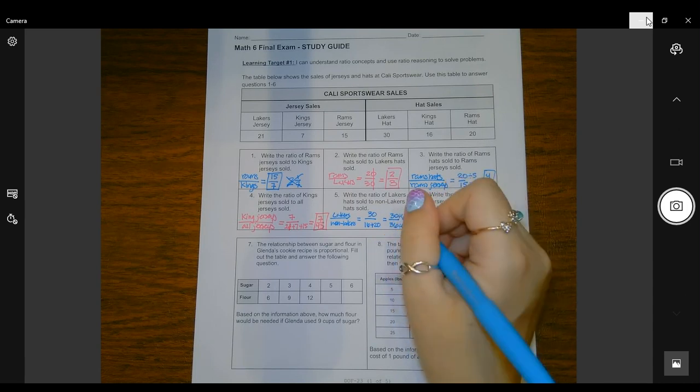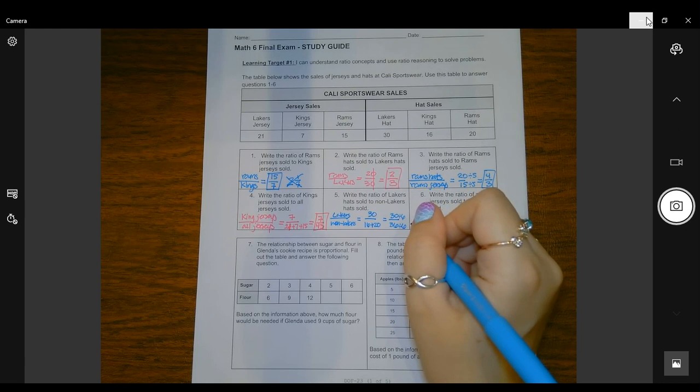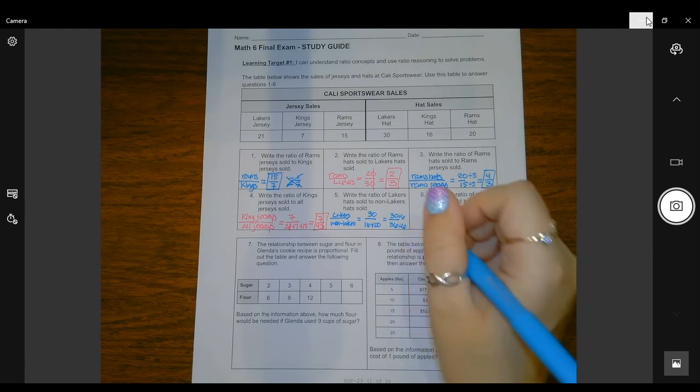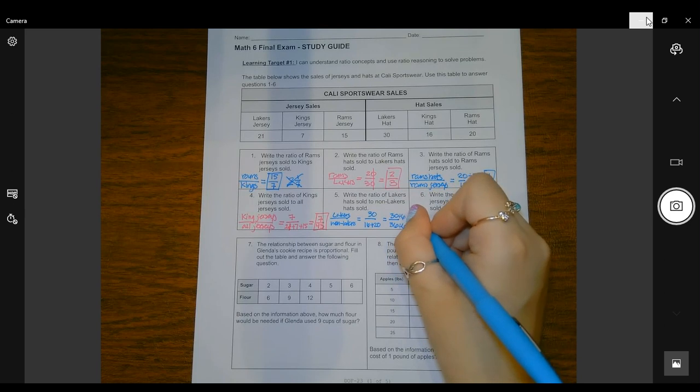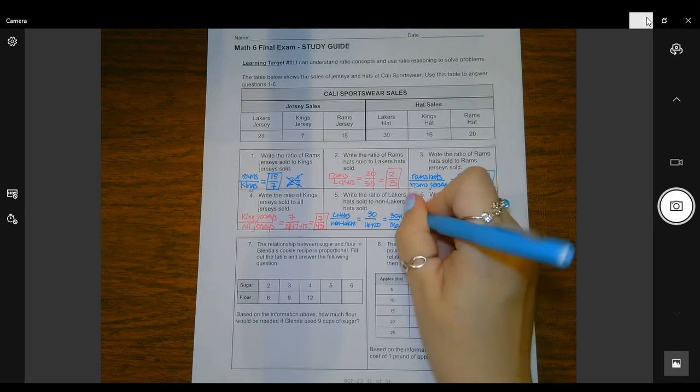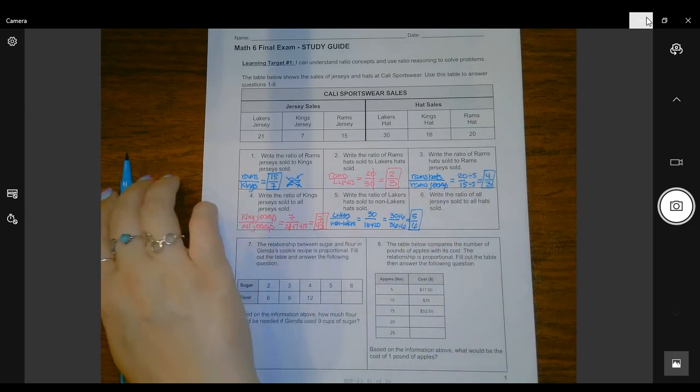Of course, if you notice 2 or 3, that would work as well, but that wasn't the greatest common factor, so then you just would have had to reduce it twice. 30 divided by 6 is 5, and 36 divided by 6 is 6. So your final ratio is a 5-to-6 ratio.